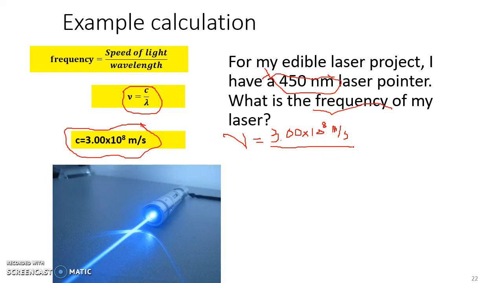But also, are there any conversions that we need? If we put in 450 nanometers currently, our meters and nanometers are not going to cancel out. So again, unit conversion is a great way of thinking about how to set up this problem. We know that frequency is going to be in units of per seconds, or inverse seconds, or hertz, which is 1 over seconds. So we need the units of distance to cancel out.